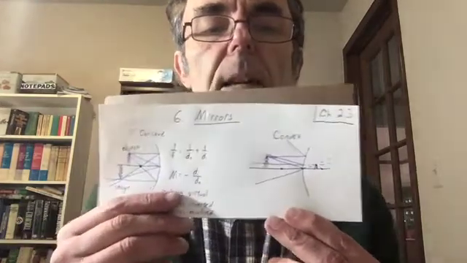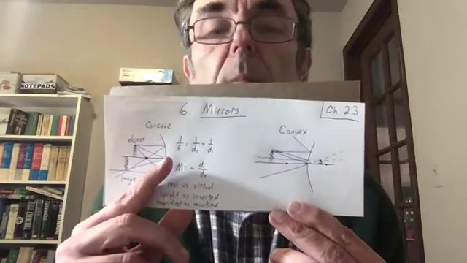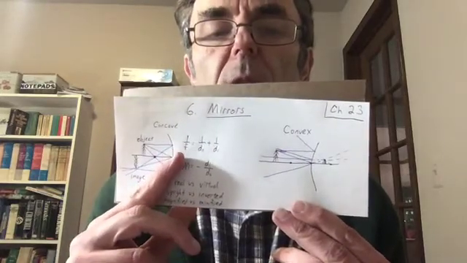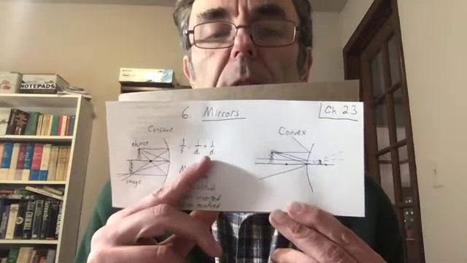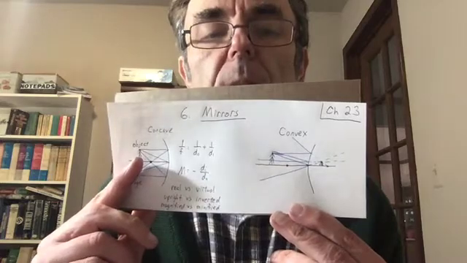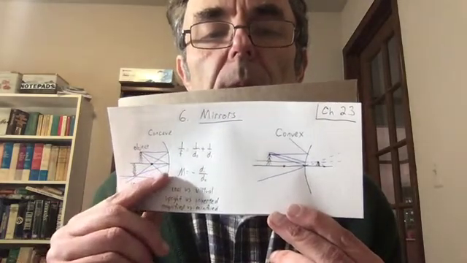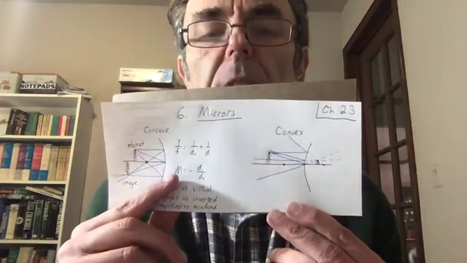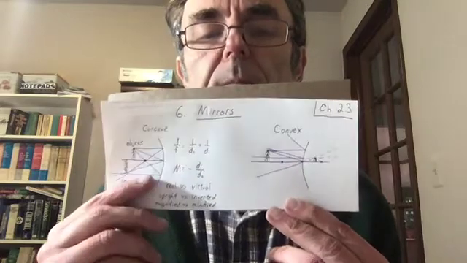So you can find an image produced by a given object. The mirror equation is 1 over the focal length equals 1 over the object distance plus 1 over the image distance. The object distance is the distance from the object to the mirror, and the image distance is from the image to the mirror. And the magnification is minus image distance over object distance.